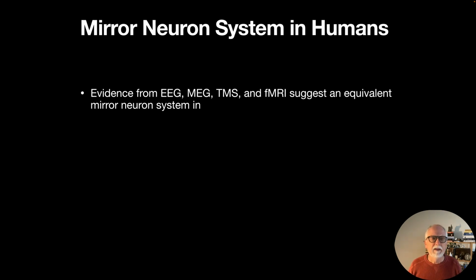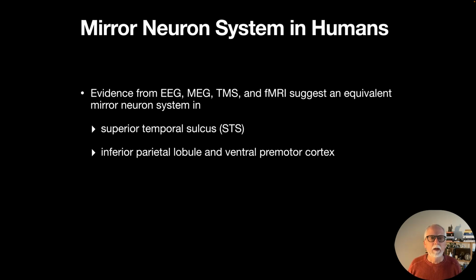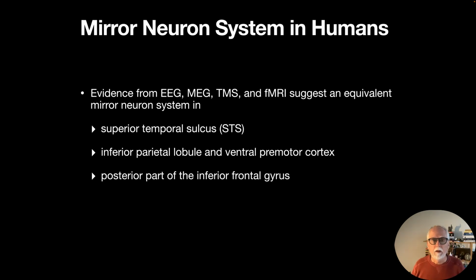And there's evidence from EEG, MEG, TMS, fMRI that suggests that there's sort of an equivalent mirror neuron system in these areas: the superior temporal sulcus, the STS, the inferior parietal lobule, the ventral premotor cortex, and the posterior part of the inferior frontal gyrus. Now, the thing is that in all of these areas, they've shown activation in things that should be like mirror neurons, but they're big, grosser, larger areas here.